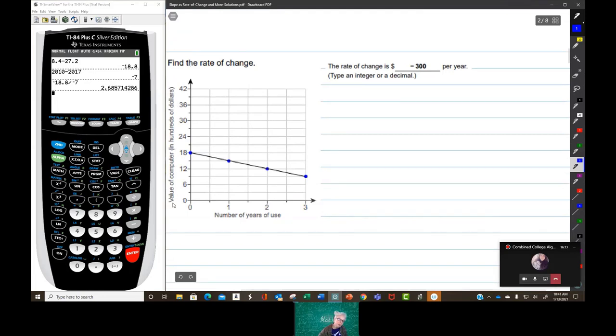Now here we're talking about rate of change. We're talking about the value of computers in hundreds of dollars over time, number of years of use. Notice that the line is tilting down a little bit. The points on the left are higher than the points on the right. This is said to be decreasing. So you can just look at this and see that the value is decreasing. That means the slope is negative. And indeed, the number they have up here is negative.